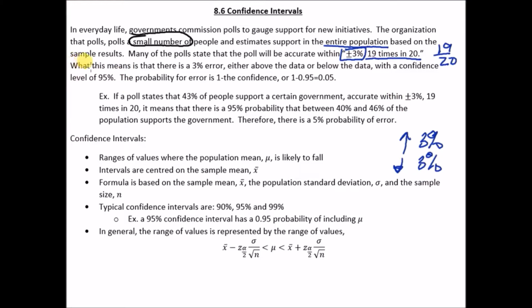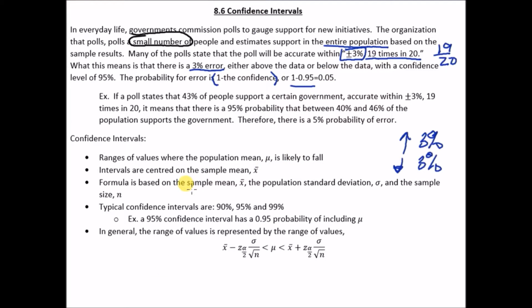So this means there's a 3% error, either above or below the data set, with a confidence level of 95%. The probability for error is 1 minus the confidence, in other words 1 minus 0.95. So the probability of error is 5%.